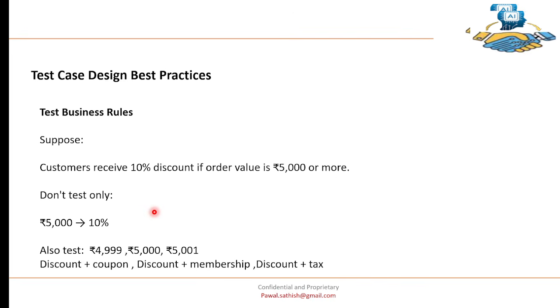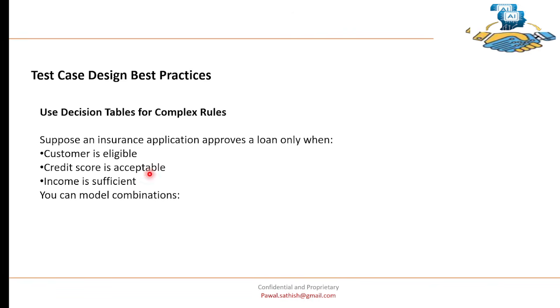So we'll not test only for the 5,000 and the 10% more. We need to test like 4,999, 5,000, 5,001. This way we cover all the test cases along with the business rule. Then, while designing test cases, we also need to cover the decision table for the complex rules.